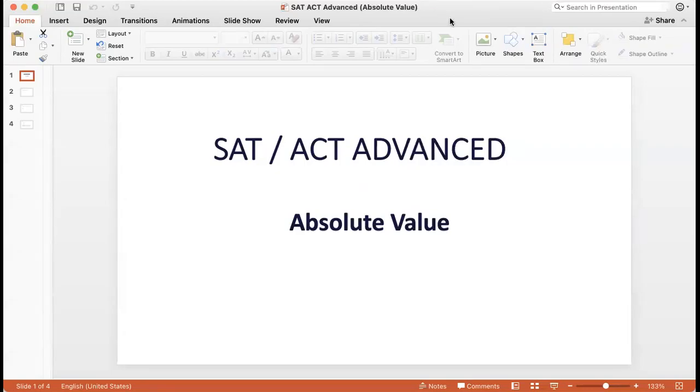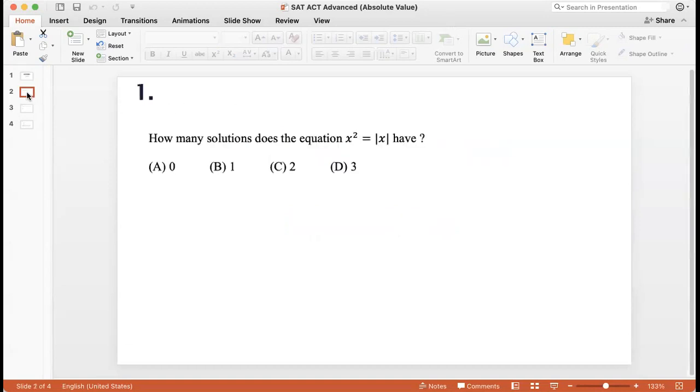In the series Target 750 Plus, we look at advanced problems from ACT and ACT Math. Today we look at absolute value problems. Question 1: how many solutions does the equation x squared is equal to modulus x have?